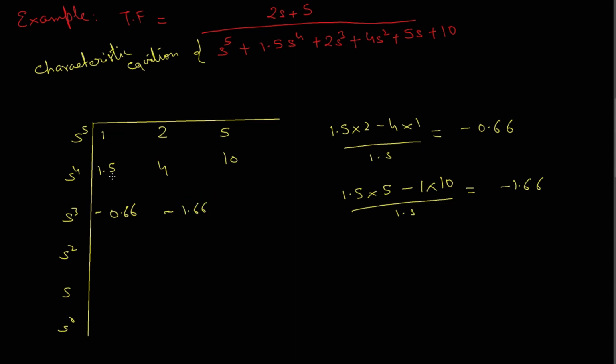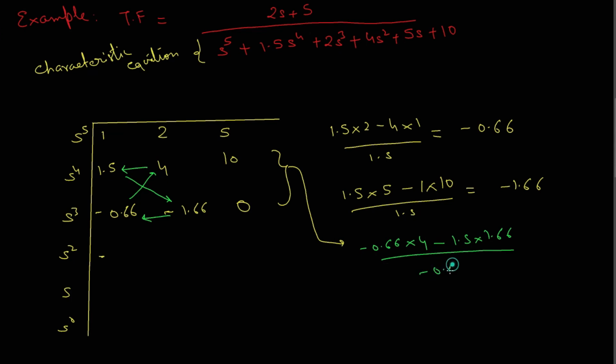Now similarly we will calculate the values of S raised to power 2 row. We will use the values of S raised to power 4 and S raised to power 3 for calculating the values of S raised to power 2. Now for the calculation we will follow the similar path where we will take the value of the first column and then we will multiply it by 4, then minus 1.55 into minus 1.66, and we will get the result by dividing it with minus 0.66.